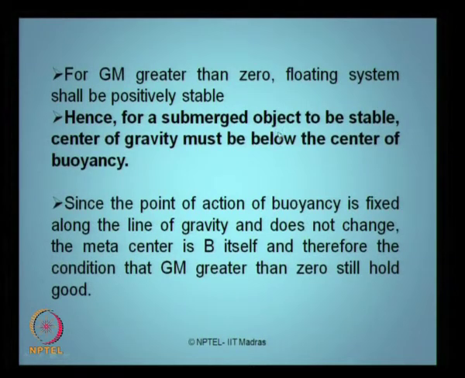For GM greater than 0, the floating system shall be positively stable. Hence it is very simple to summarize. For a submerged object to remain stable, the center of gravity must lie below the center of buoyancy. Since the point of action of buoyancy is fixed along the line of gravity and does not change, the metacenter is B itself, and therefore the condition that GM greater than 0 still holds good in our argument.